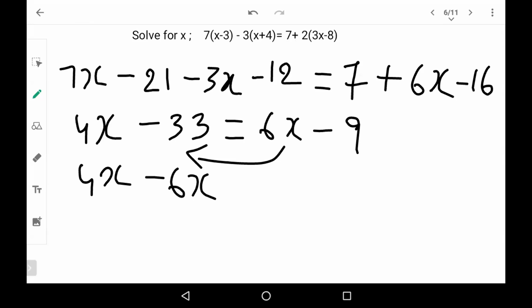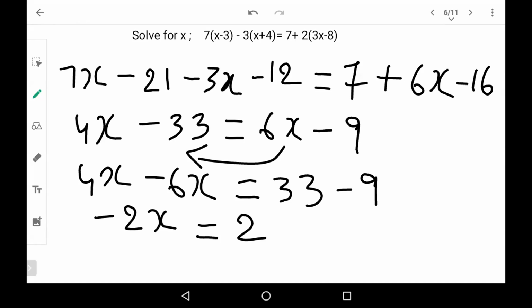If I get the 9 to the other side, it's going to become plus 33 minus 9. Okay, plus 33 minus 9. Very good. Now here, 4x minus 6x is minus 2x. Minus 2x is equal to 33 minus 9, which is 24. Good. So minus 2x is equal to 24.